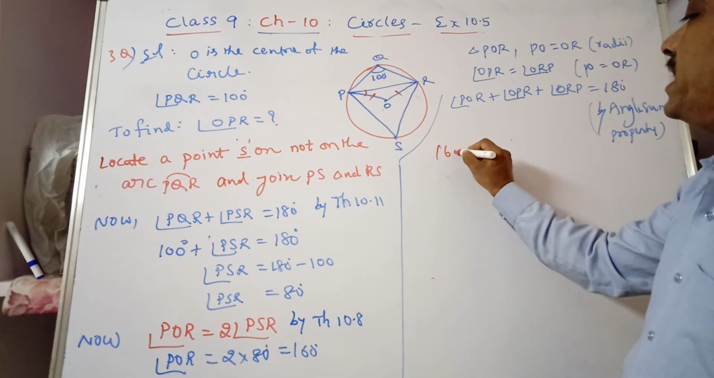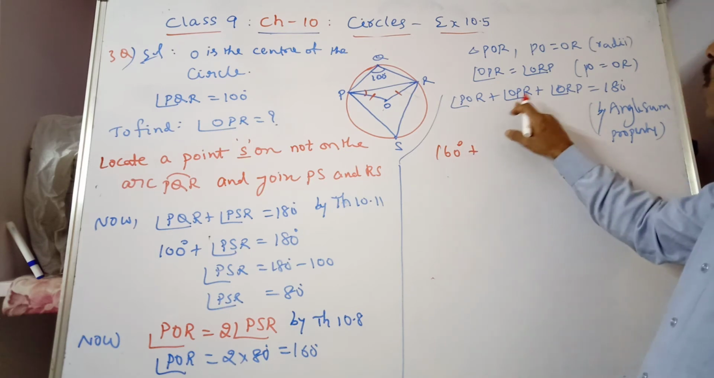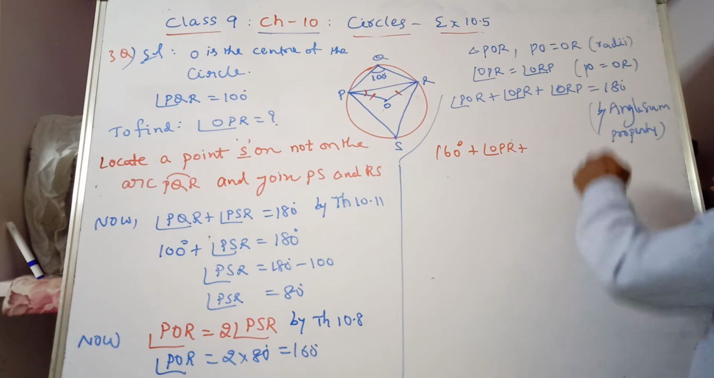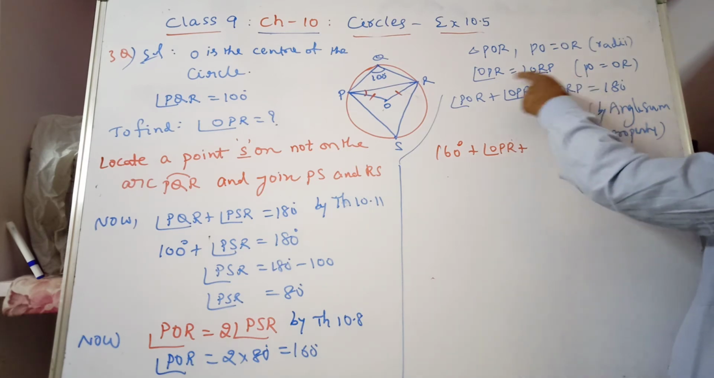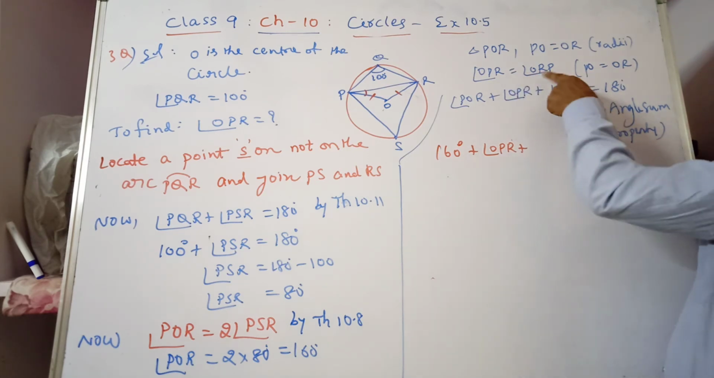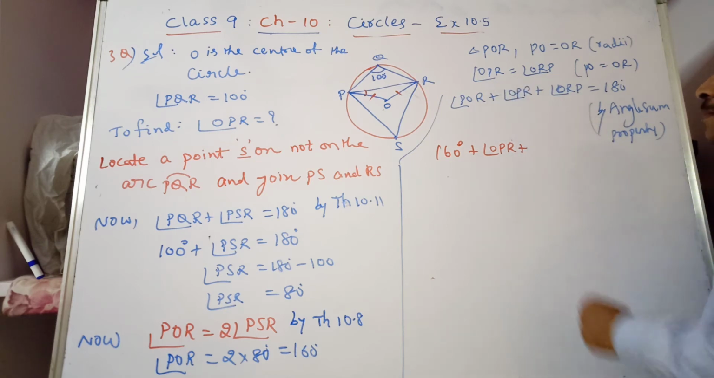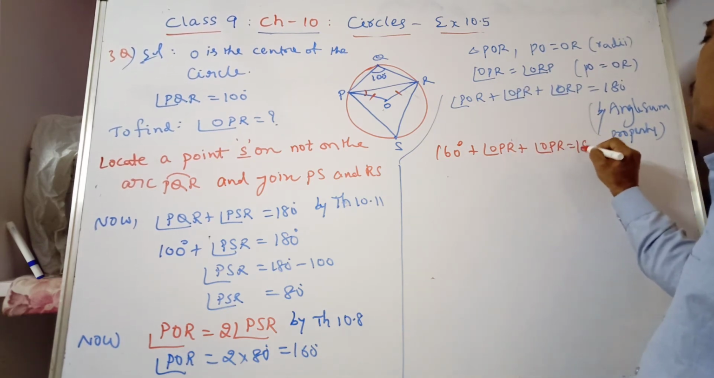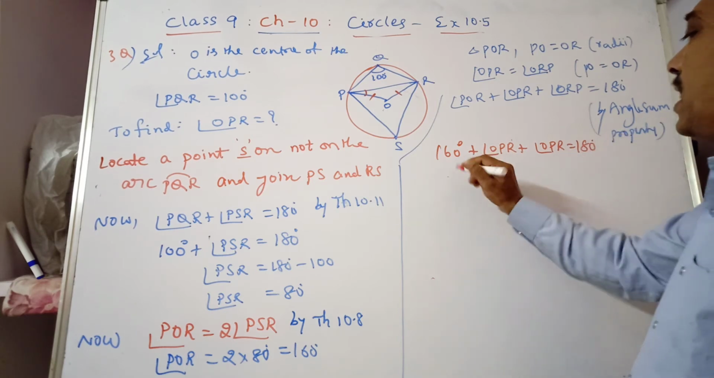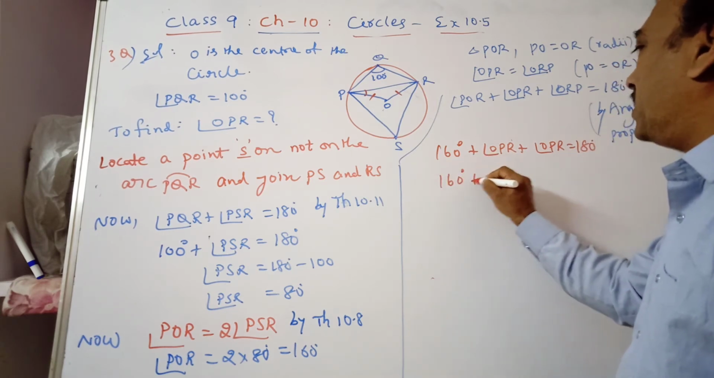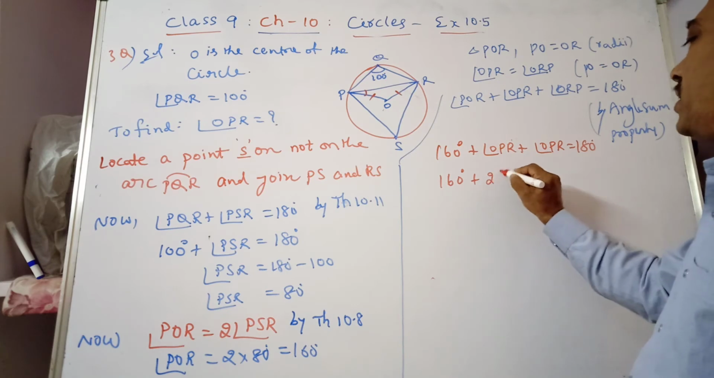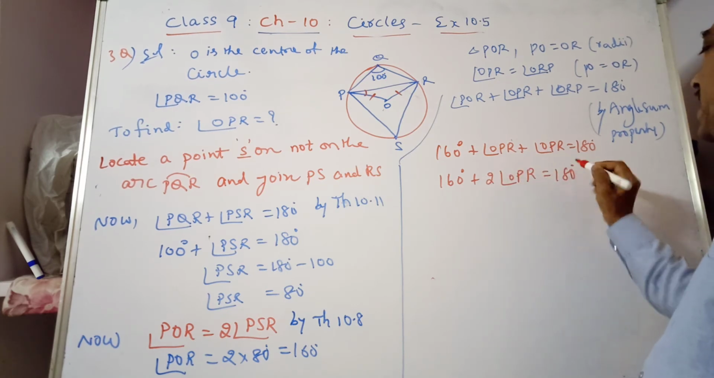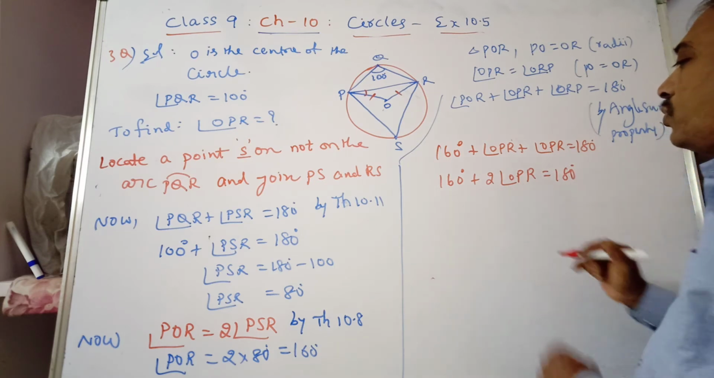So 160 degrees plus OPR plus OPR, since ORP can be written as OPR. So 160 degrees plus angle OPR plus angle OPR, 2 times angle OPR, is equal to 180 degrees. 2 times angle OPR.